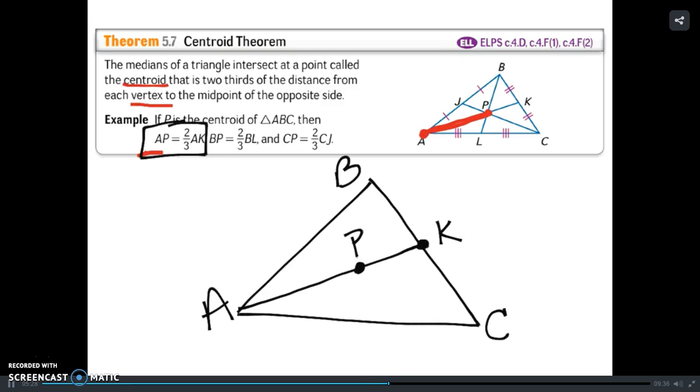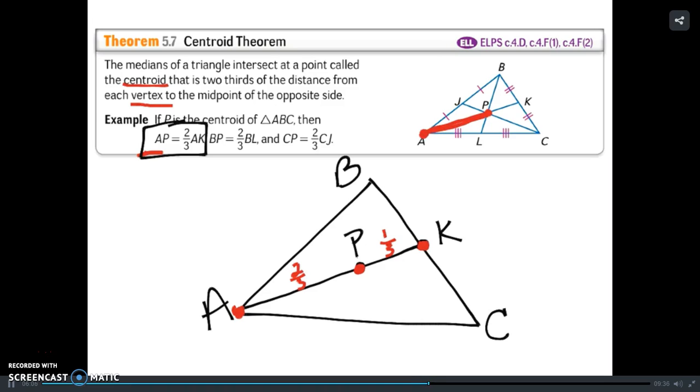So what I can say here is, since P is the centroid, from the vertex A to P is going to be 2/3 of the total distance. That means that from the centroid to the other endpoint of that line segment, which is the midpoint of the opposite side, that's going to be 1/3 of the total distance. Okay, and that's true for each of those medians that's drawn, and it's always going to start at the vertex to the centroid. That's the part that is 2/3.